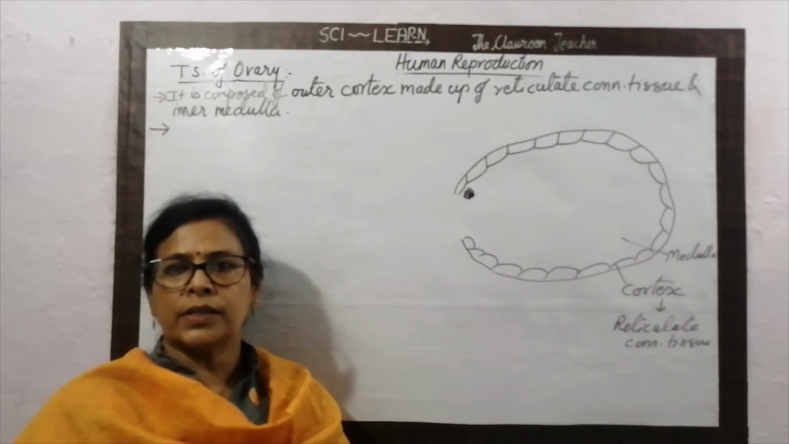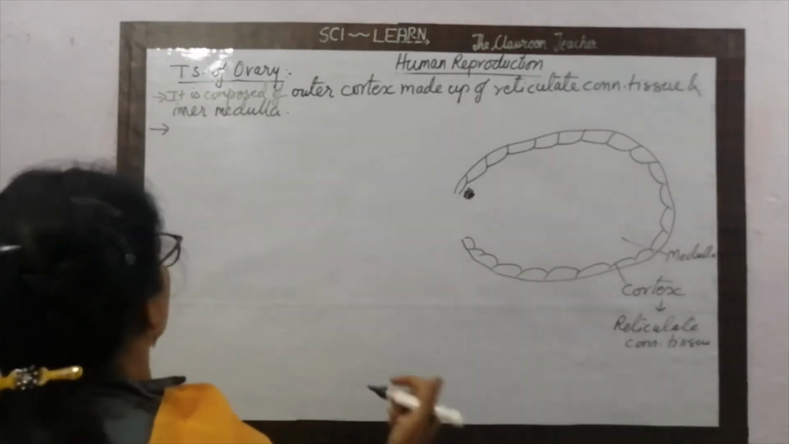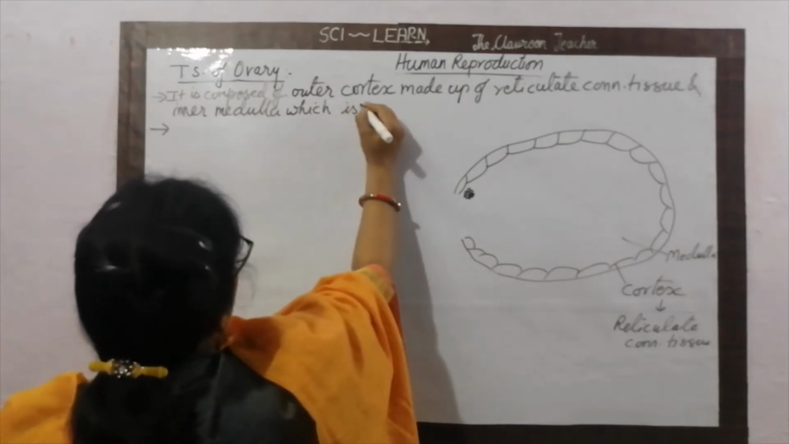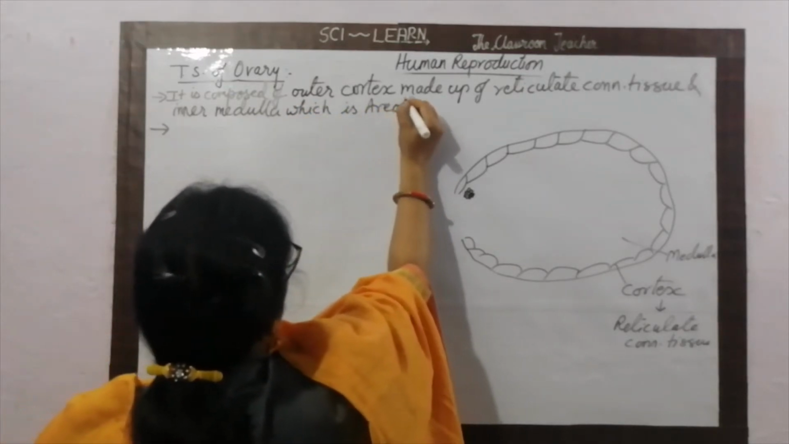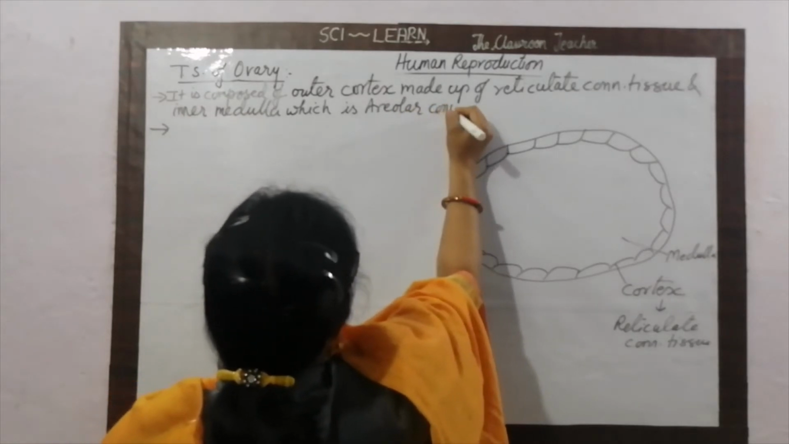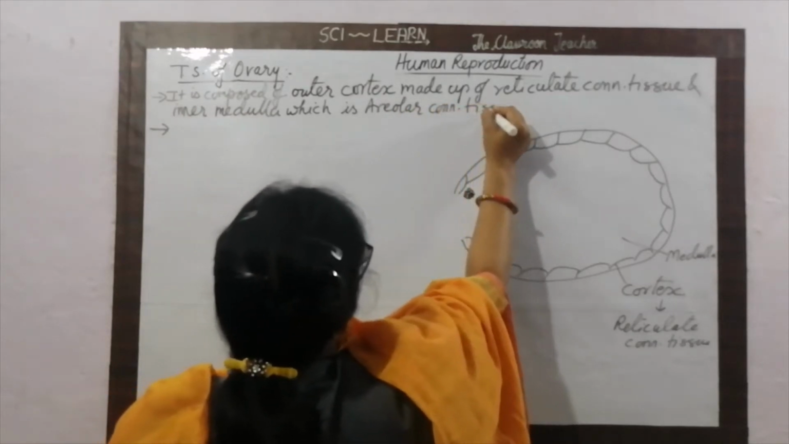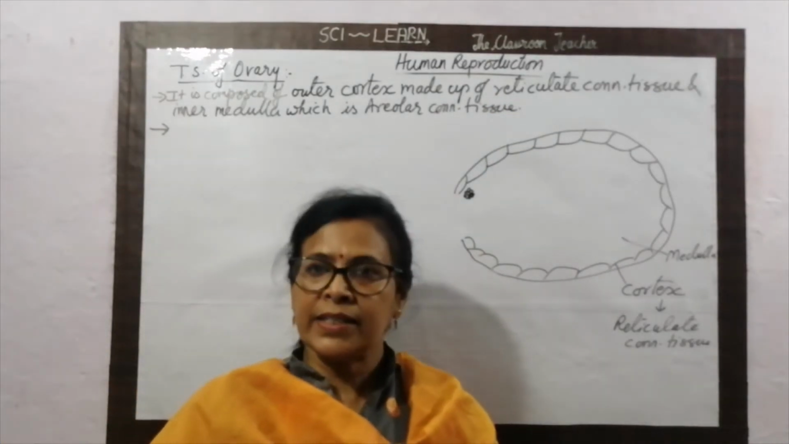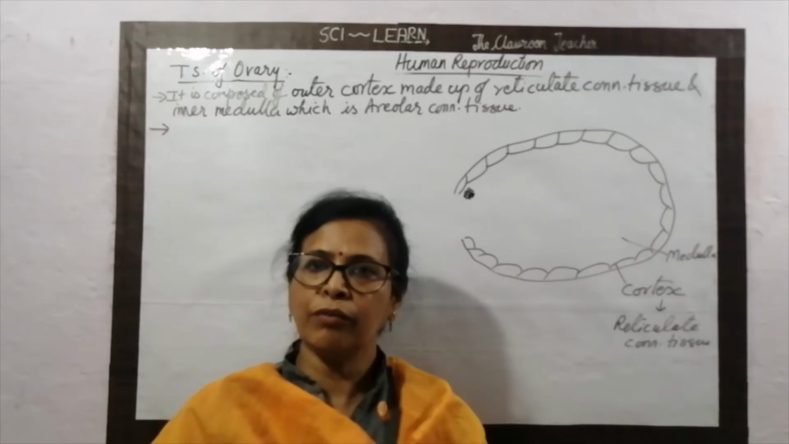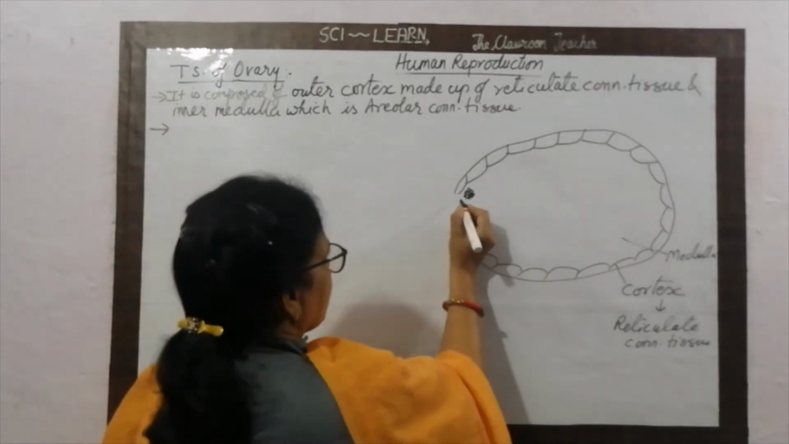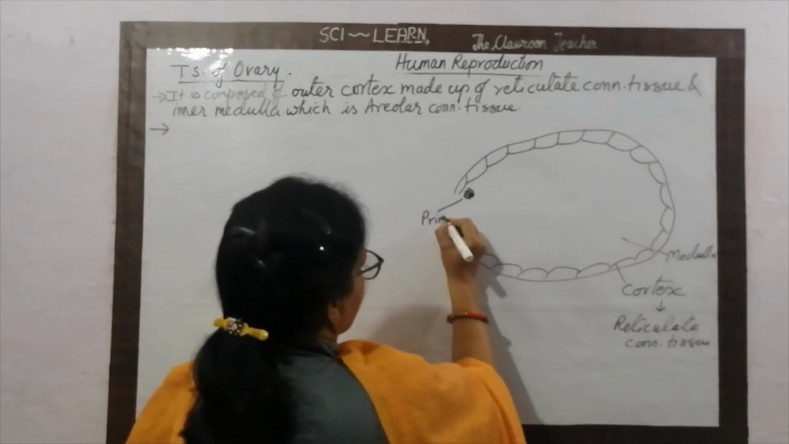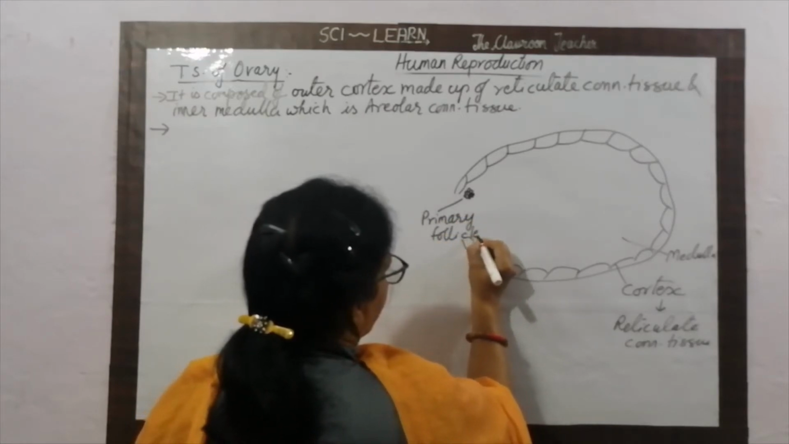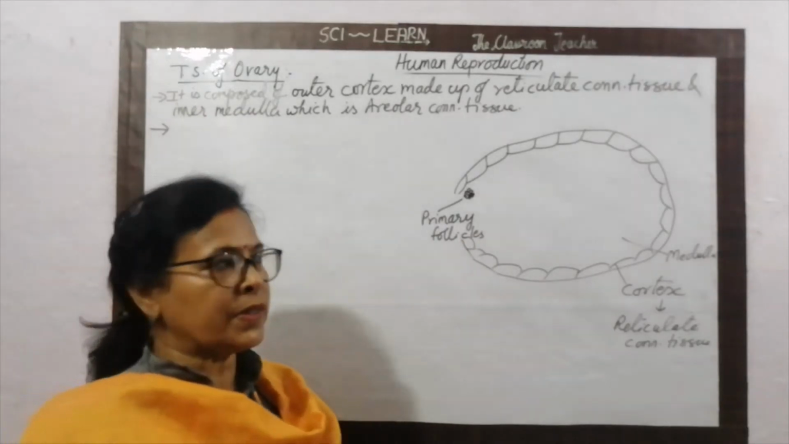The medulla is an areolar connective tissue. These two tissues form the outer structure of the ovary. Inside this medulla, primary follicles are present. These are the primary follicles. Primary follicles are present in the ovary.